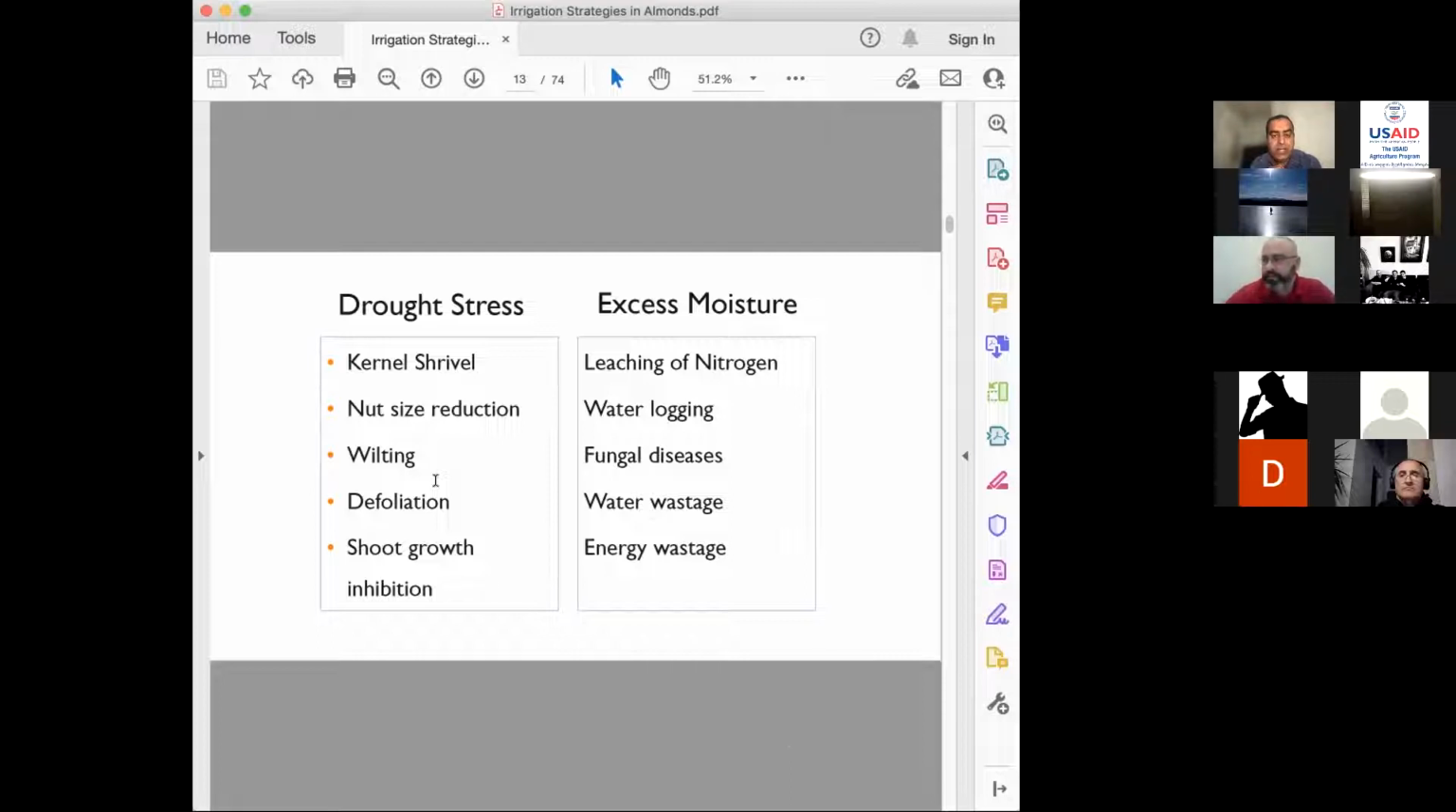Excess moisture, I have some detailed slides on how excess moisture affects the health of the orchard and the health of the trees. So we will go to those details later.